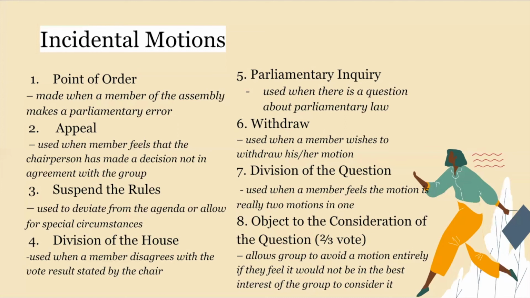Object to the consideration of the question allows a group to avoid a motion entirely if they feel like it would not be in the best interest of the group to consider it. This needs a 2/3 vote, because if a person wants to just cancel a whole motion, they can't do that on their own. The majority of the Senate body needs to agree, because that can completely deter the meeting, and it basically is silencing in a respectful manner, but sometimes people don't do it respectfully, like in Congress. This is like silencing whatever motion was before, so you have to make sure the majority agrees on what they're doing.